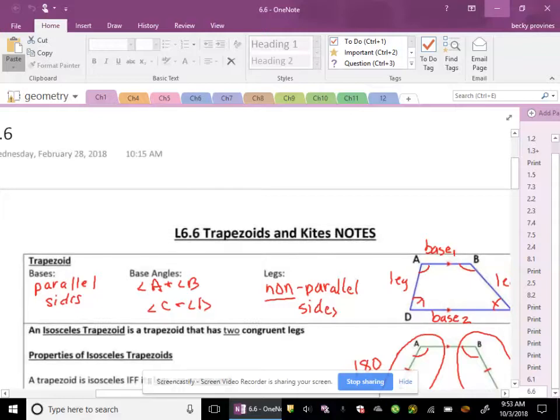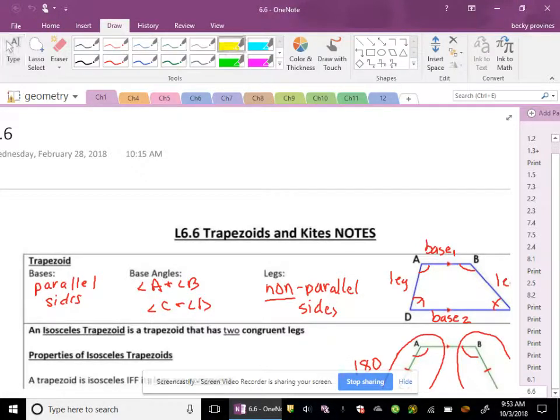Hi, today we're going to go over lesson 6.6 over trapezoids and kites. So first, let's define what a trapezoid is. Okay, so a trapezoid is a four-sided shape, a four-sided polygon, where opposite sides are parallel. So we call these opposite sides that are parallel the bases. So again, the parallel sides are called your bases.